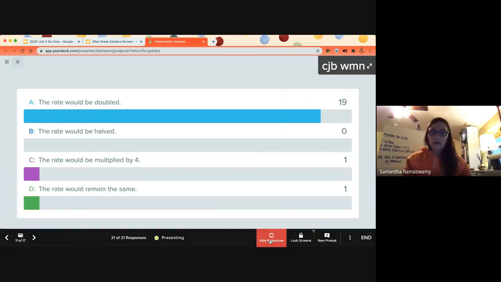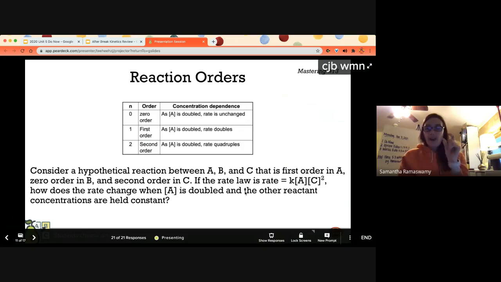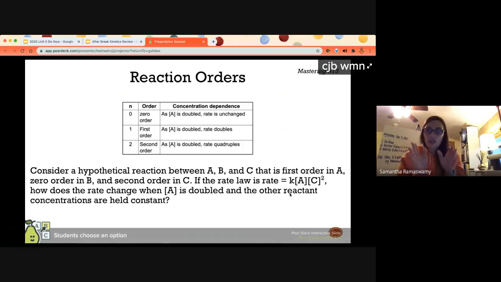So let's take a look at the responses. The majority said that the rate would be doubled. What I want you to focus on is the rate law, right? The rate doubling is the correct answer here. When it says that A is doubled and everything else is held constant, that means you need to focus in just on A. A is first order. So whatever you do to A, you do to the rate. So if you're doubling the concentration, you're doubling the rate because C is constant and B is constant.